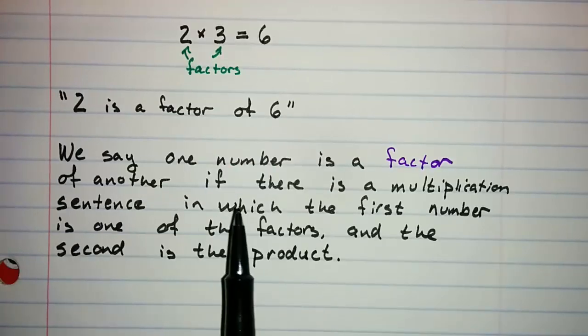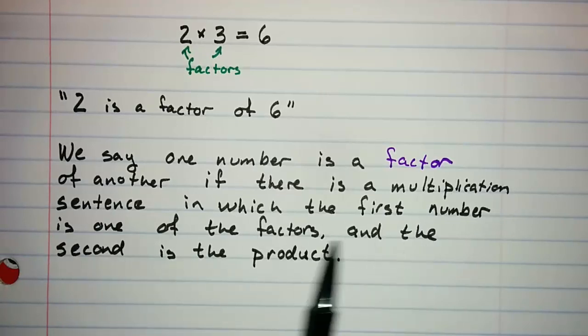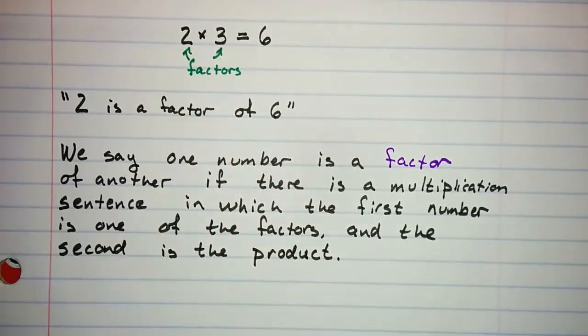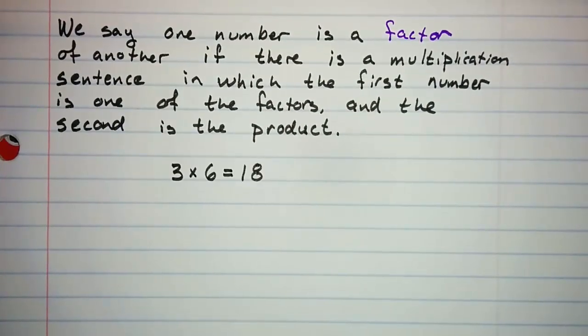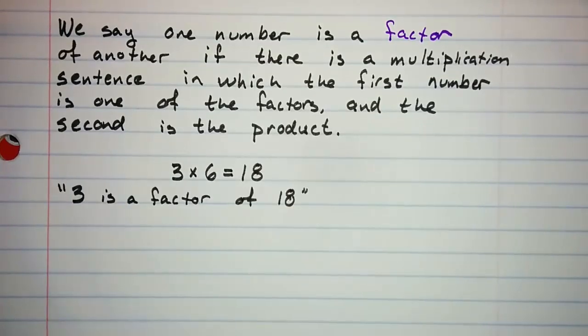In general, we say one number is a factor of another if there's a multiplication sentence in which the first number is one of the factors and the second is the product. Notice that every multiplication sentence actually shows us two factors. So, since we know, for example, 3 times 6 equals 18, we know that 3 is a factor of 18, and also 6 is a factor of 18.